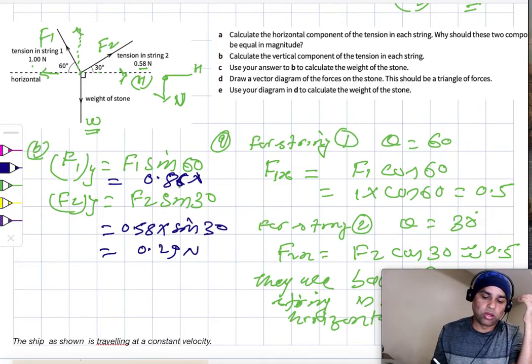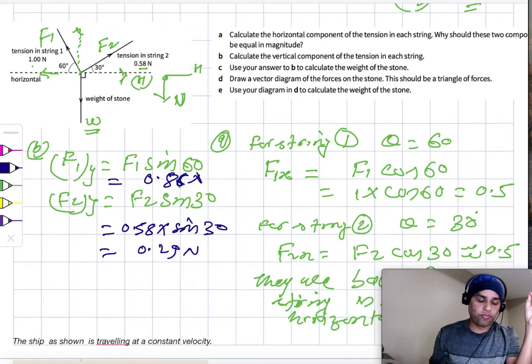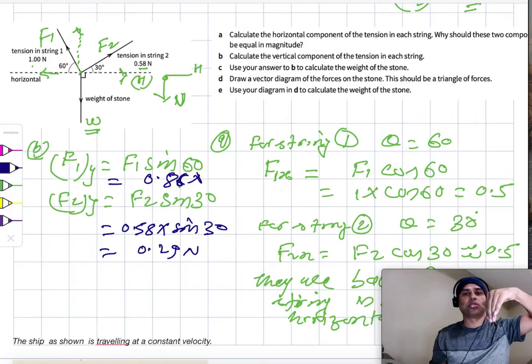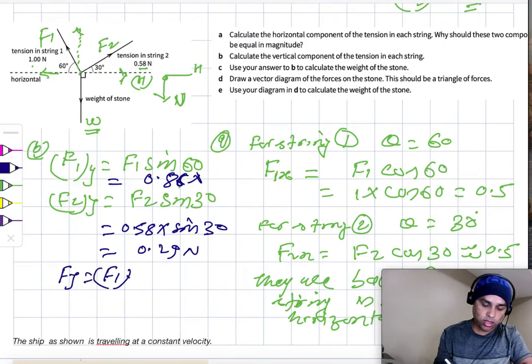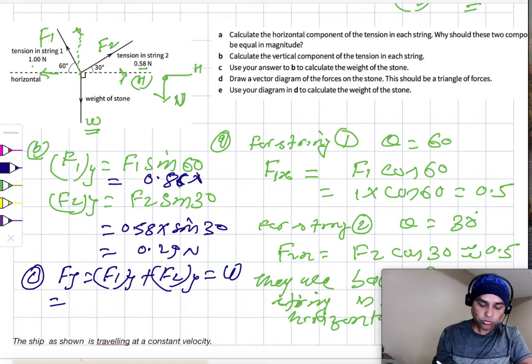Use the answer B to calculate the weight of the stone. In this case, the vertical components of the strings are acting in the upward direction, while the weight is acting in the downward direction. So the weight of the stone is balanced by the vertical components of the strings. So Fy equals F1y plus F2y equals the weight, in part C. This is C, so this is going to equal 1.15 Newton.